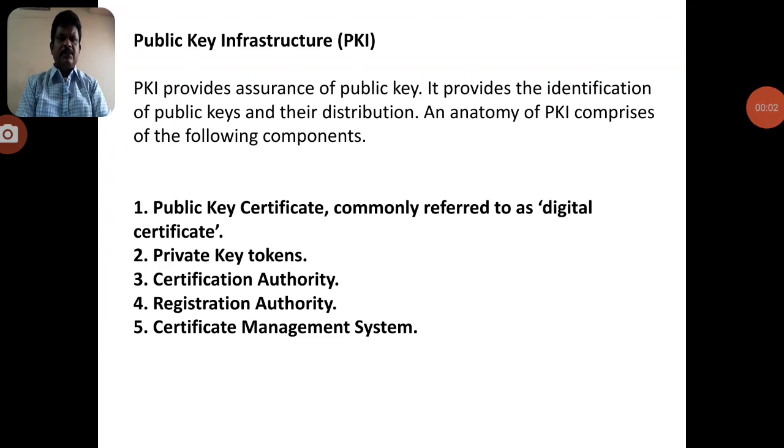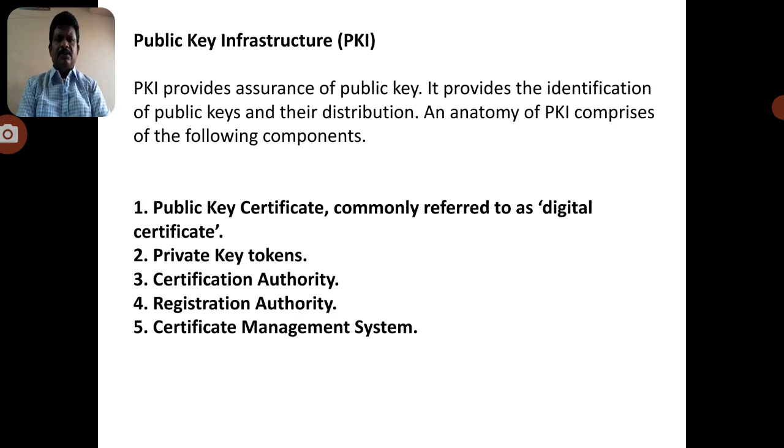Hi students, today I am going to discuss the public key infrastructure. It is a very important concept in key distribution. Public key infrastructure is denoted by PKI. It provides assurance of the public key. It provides the identification of the public keys and their distribution.